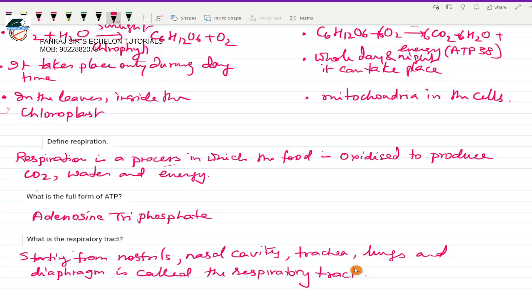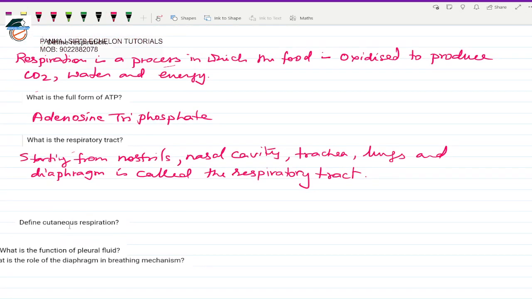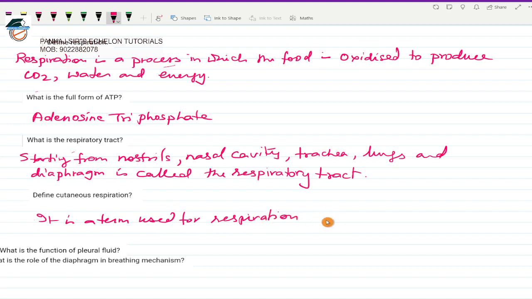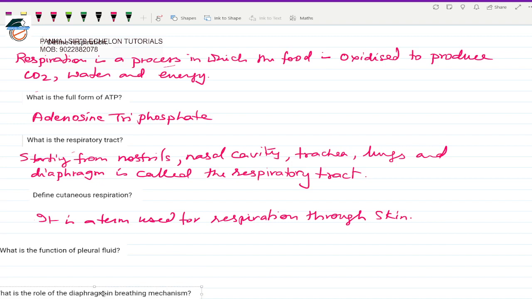Fine. Let us do one more question. Define cutaneous respiration. Cutaneous respiration is a term used for respiration through skin. So whenever respiration is taking place through skin, we call that cutaneous respiration.